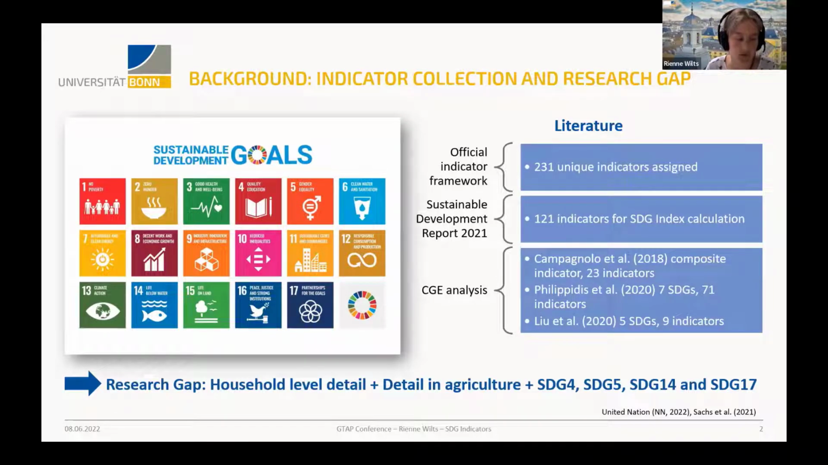From here, we also defined the research gap. So especially distributional effects regarding income, food security or equality were not yet covered in CGE models. But there are several SDG indicators that specifically focus on this distribution. And also a large detail on agriculture could be useful for a number of SDGs. And we also found that so far, no indicator had been implemented for SDG 4, 5, 14, and 17.